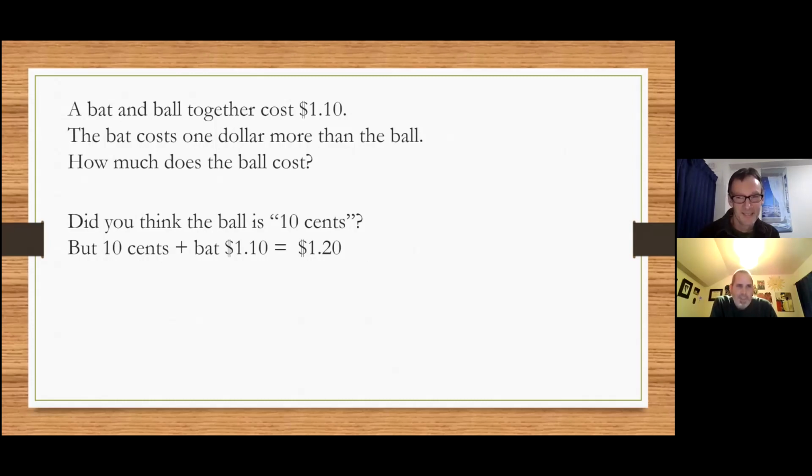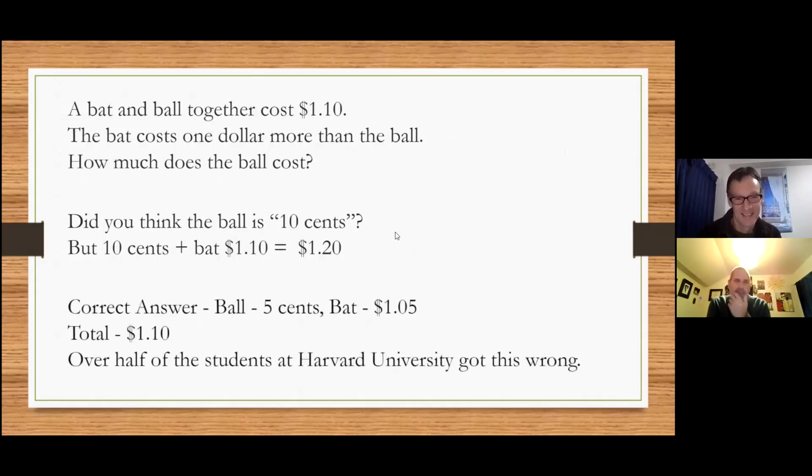But 10 cents for the ball and the bat, $1.10, that would be $1.20, right? I'll be honest, I got this wrong. How did you guys do? How many of you said 10 cents? Yeah. So the correct answer is the ball is 5 cents, right?